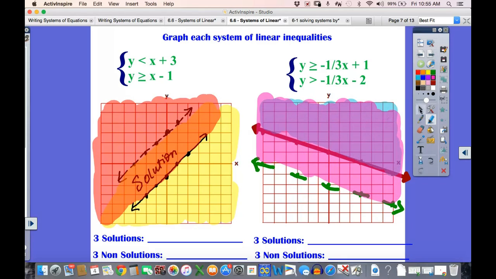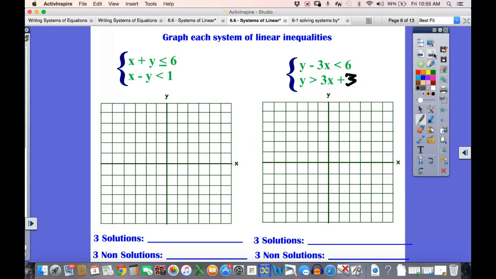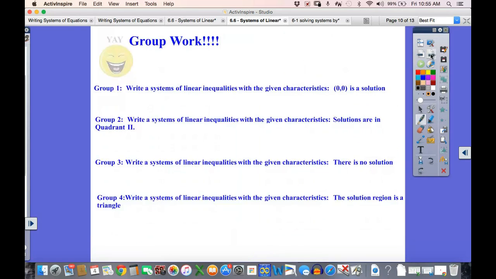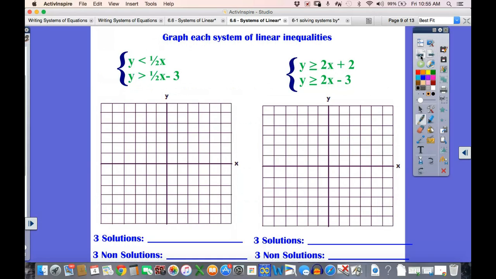So where's the solution? The solution is now here. So any point on the line or in this double shaded region. So what you're going to do, you're going to finish here. Please let it be known this is a 3. This one, that one, and you're done because we're not going to do group work.